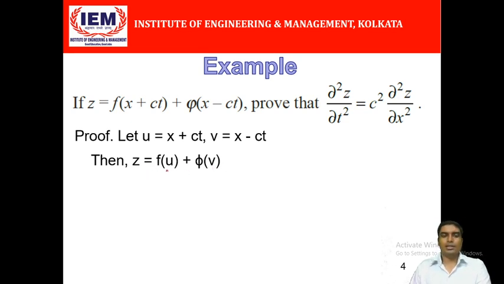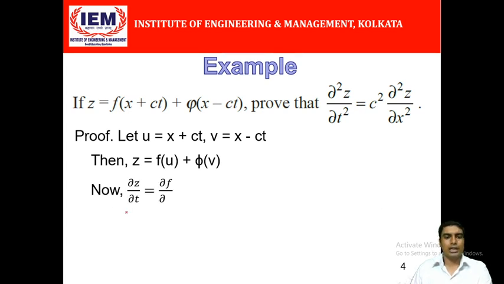So z is basically a function of u and v, and u is again a function of x and t, where c is a constant. Okay, c is a constant in this equation. So f is a function of u, phi is a function of v, and u is a function of x plus ct, and v is a function of x minus ct. Now I have to show that this relation holds: del 2z del t square equals c square del 2z del x square. So here I'll first find what is del z del t.